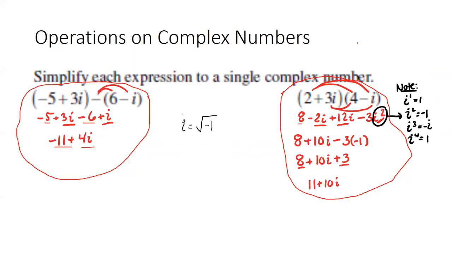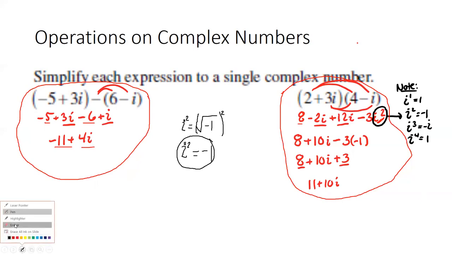All right, so now what happens? How do I find what i squared is? Well, just take both sides of this thing and square it. So now what happens here is i squared, well, the square kills the square root, and I end up with negative 1. So i squared is negative 1. You will need to have that memorized. You will need to know that.